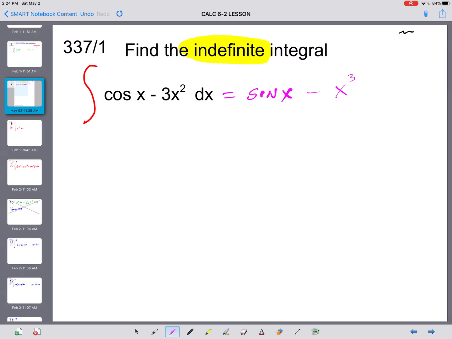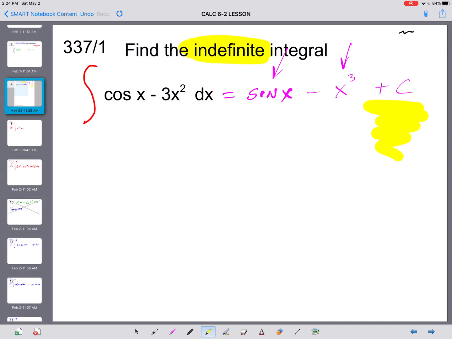Negative x to the third. Take the derivative of that, and you're going to get negative 3x squared. Take the derivative of the sine, you're going to get cosine of x. And then, like we said, we got to put a plus c. Got to put a plus c any time we have an indefinite integral.